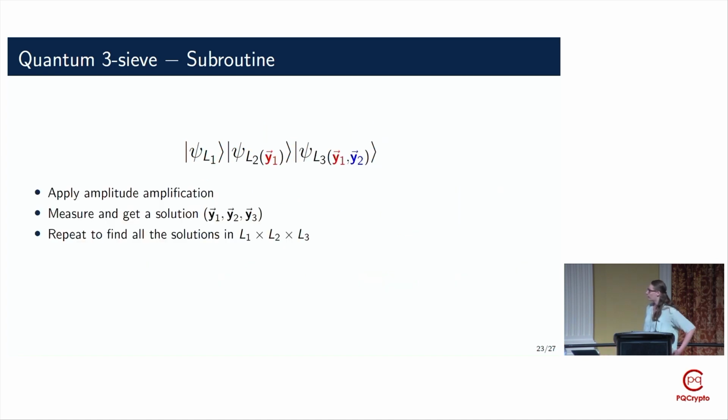And so after this, we have constructed this state. So we just have to measure it to get Y1, Y2, Y3. Then we can recover the initial vectors x1, x2, x3, sum them together and get one reduced vector. So we have to repeat this process in order to get all the solutions within the tuple filter.